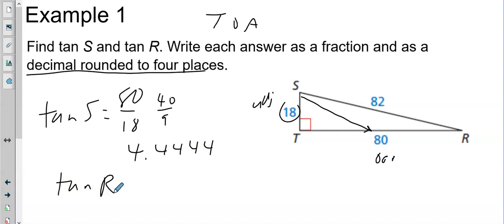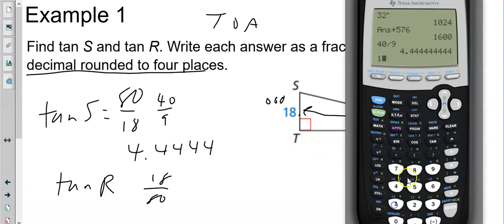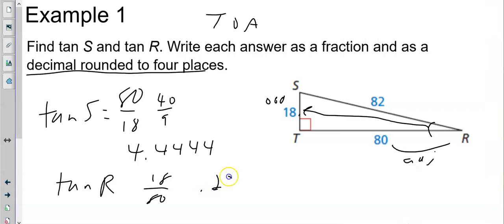Now, the tangent of R. We're looking from a different place. So I'm going to erase this now. Hopefully you're using a pencil. All right. From R, looking from here, this is the opposite side. And this is right next to it. That's the adjacent side. Now again, we really don't have to reduce this because we're just turning it into a decimal. So 18 divided by 80, or 9 divided by 40, doesn't really matter, is 0.225. And it says round to 4 places, so really you just tack on a 0, and we're good to go.